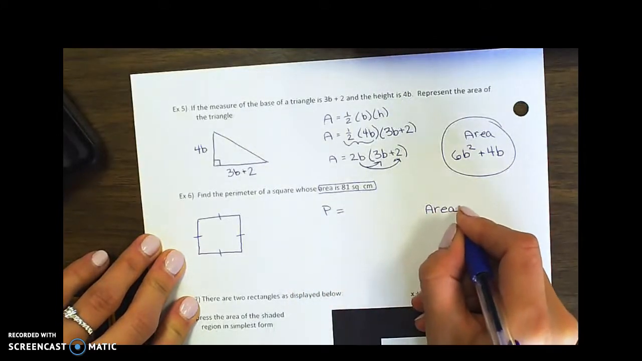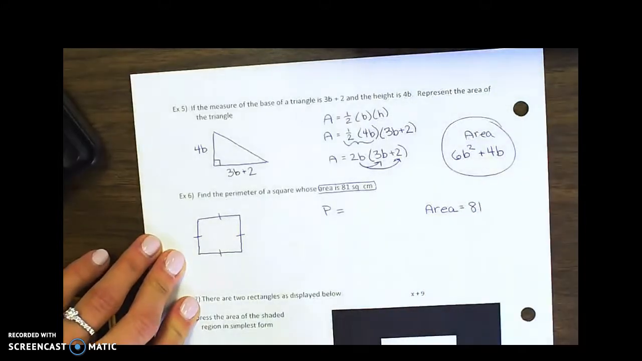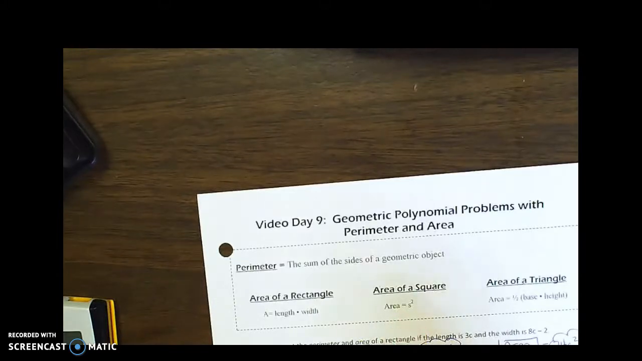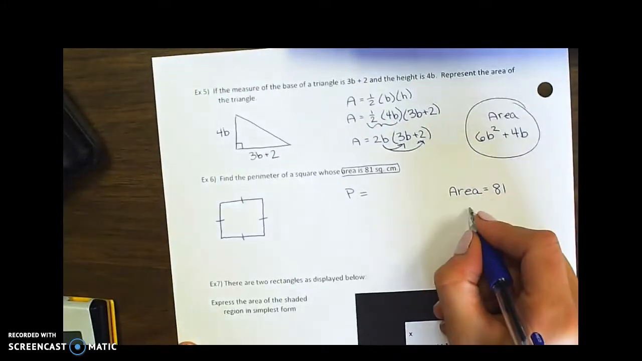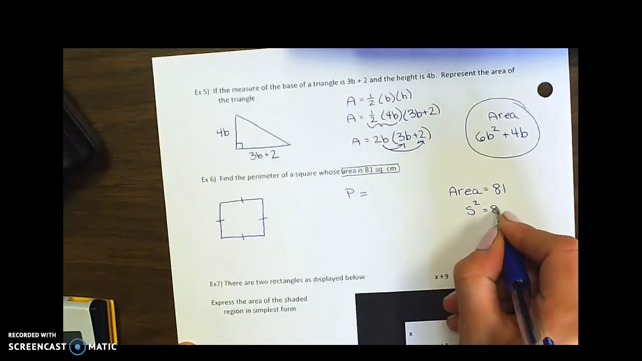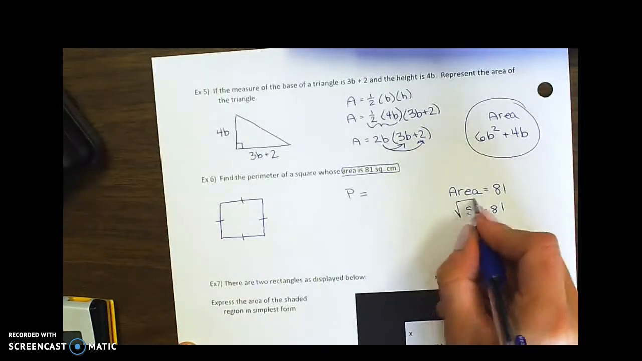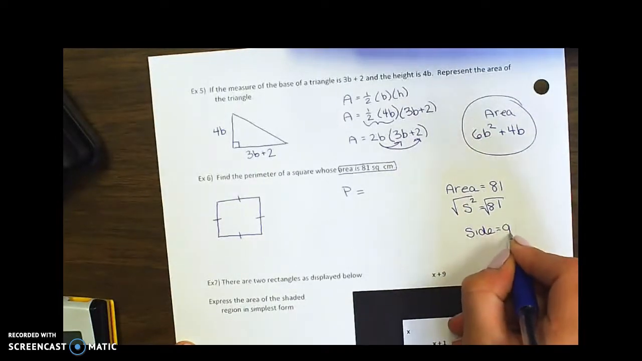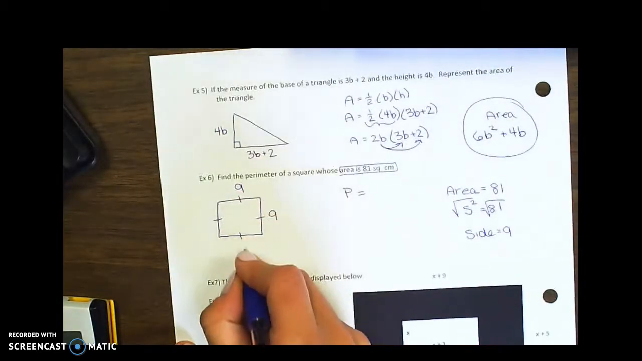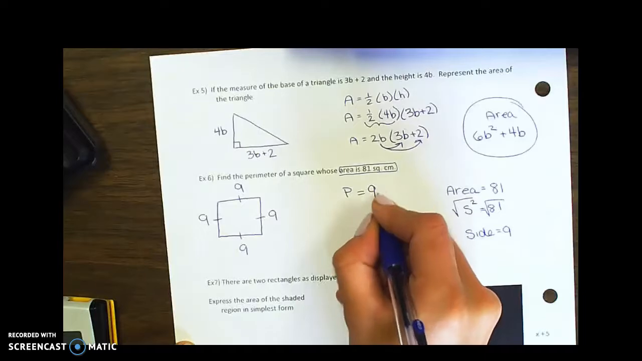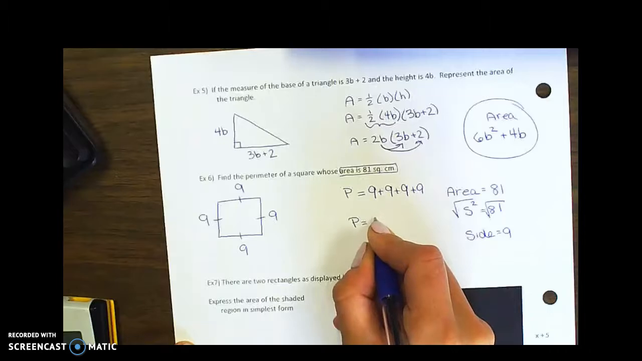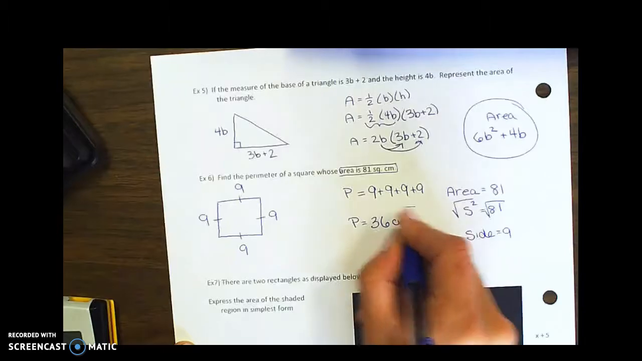So let's come over here. Area equals 81. Now, area of a square, if I flip back over, area equals side squared. So my area is actually side squared equals 81. So to find the length of one side, we take the square root of both sides. So each side is equal to 9. So if these sides are all equal to 9, that means my perimeter is 9 plus 9 plus 9 plus 9. So my perimeter is going to be 4 times 9, which is 36 centimeters.